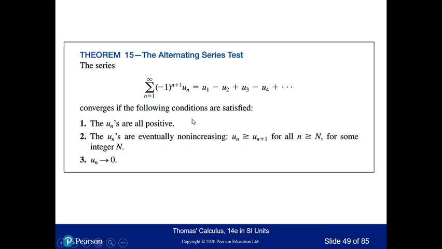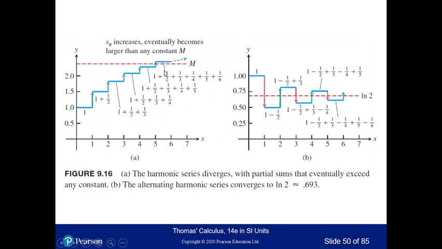First of all, these u_n are all positive. We want to make sure. And u_n are eventually non-increasing, which means they have to go down. They have to decrease after some n. And then this u_n has to go to 0. Okay? If you have all these satisfied, then this series is going to be convergent. It's going to have a finite limit.